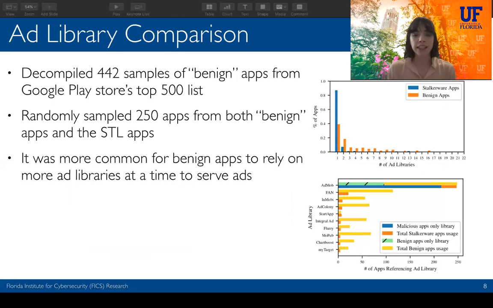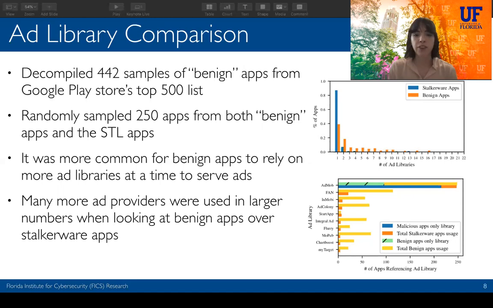We found that the behavior of using only a single ad library was mainly a thing for Stalkerware. Stalkerware did this almost 90% of the time, but in the case of benign apps, this was under 40%. It was much more common for benign apps to rely on multiple ad libraries at a time to serve their ads, and in some cases up to 22 ad libraries to generate their ad revenue.